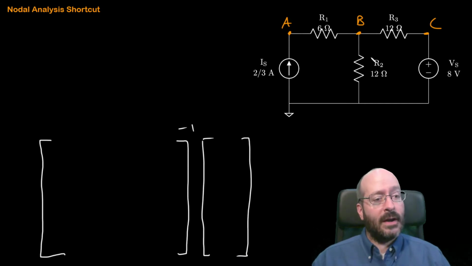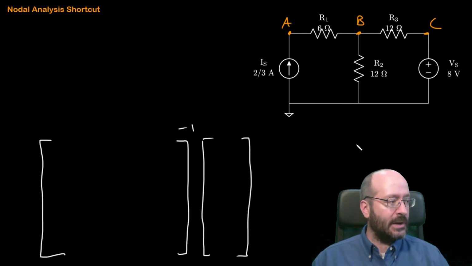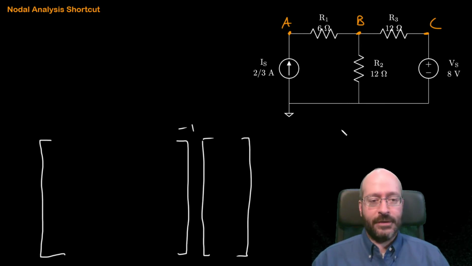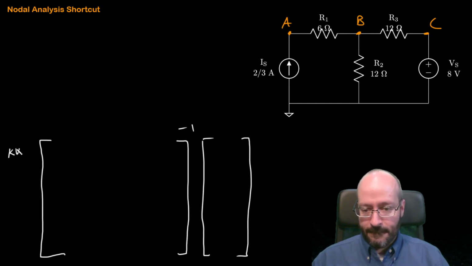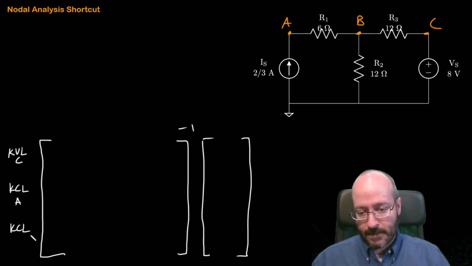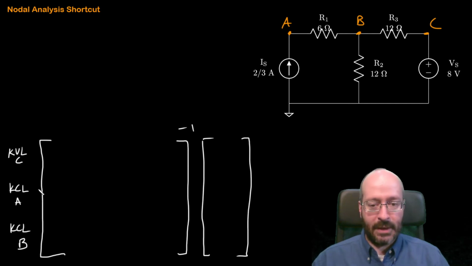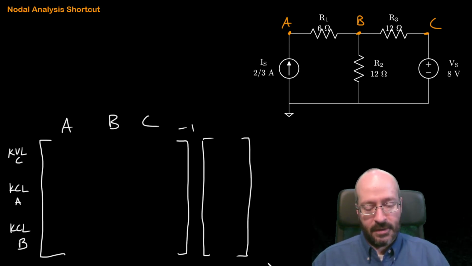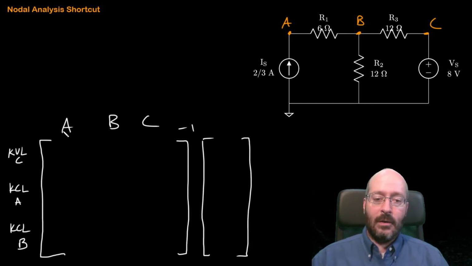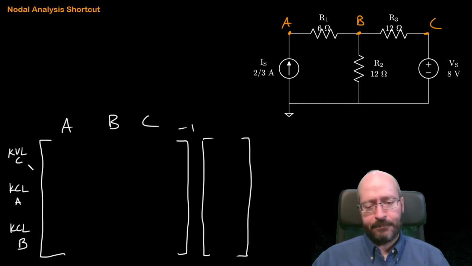Okay, so I see 3 unknowns. I set up what will be a 3 by 3 matrix. And I see 1 voltage supply. So I need to write a KVL, and this is a KVL for node C, and then I write KCLs for the other 2 nodes. Okay, so that's my plan there. These columns correspond with the order that the unknowns come out with, so I'm going to look at A, B, and C.